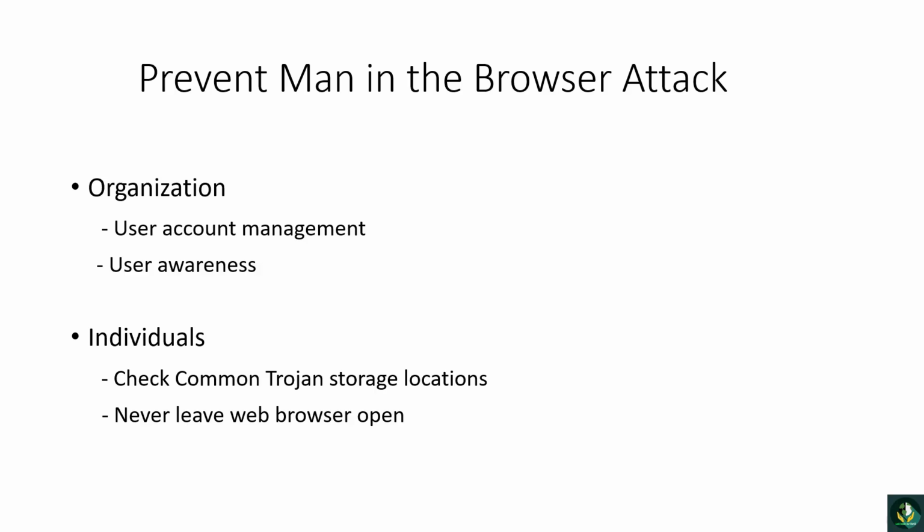Many man in the browser attack Trojans reside in the same location on your computer. So check the following directories for any unknown applications. If you find anything unfamiliar, look it up on the internet and scan it with your antivirus for better safety. The locations are common ones, like C:\Program Files, C:\Program Files (x86), or the C:\Windows temporary files folder. And the final one is that it's better not to leave your browser open.